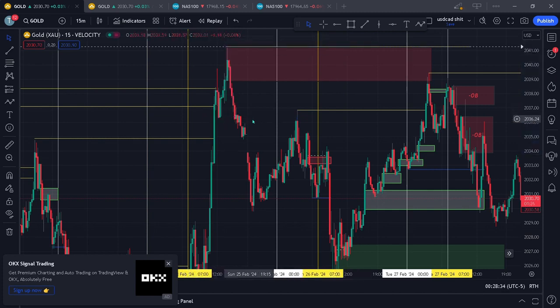So then I always highlight the break, and I always highlight the order block as well, because when price comes to these areas, I want to be aware, and I want to be able to anticipate what's going to happen next.